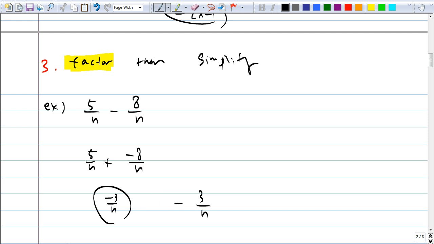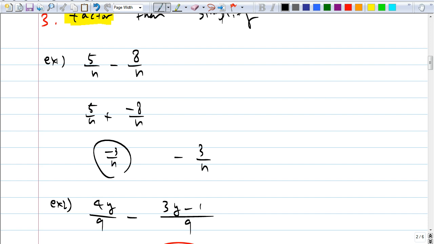All right, pretty straightforward. Let's look at example 2. Again, we have a common denominator. It's very simple, very nice. 4y over 9 minus 3y minus 1 over 9. And notice I have subtraction again in the middle. And we should change it to addition. Go ahead, everybody try.